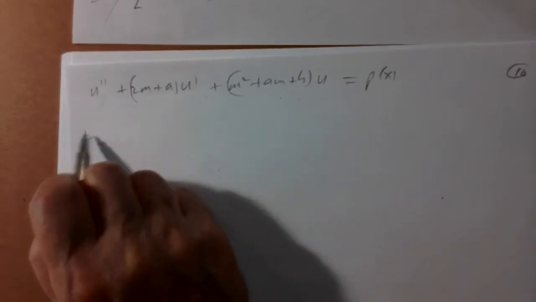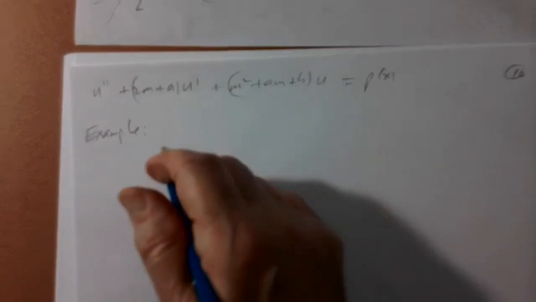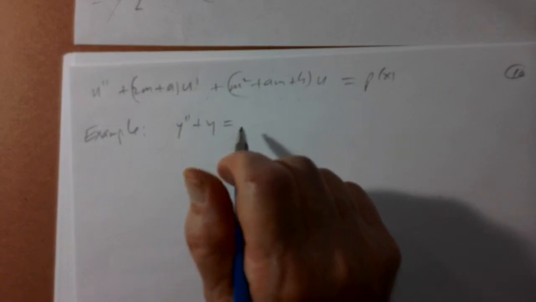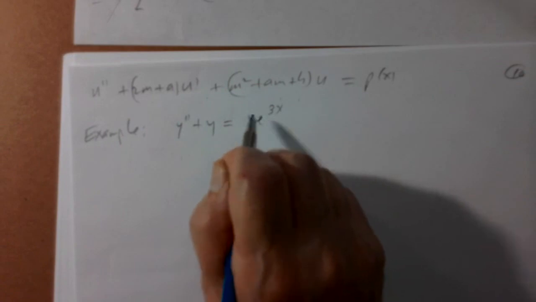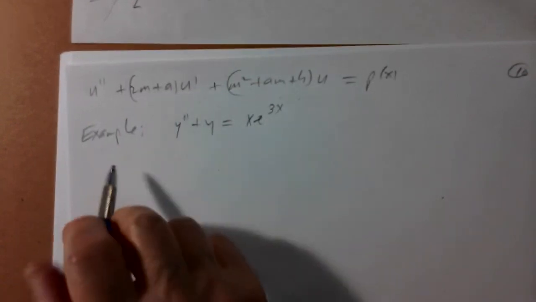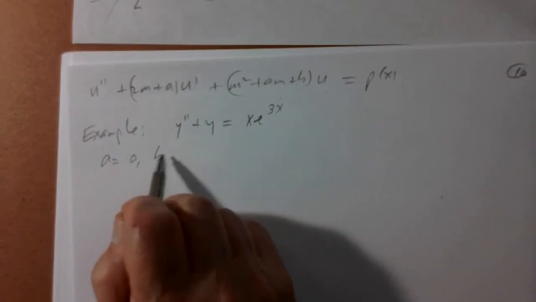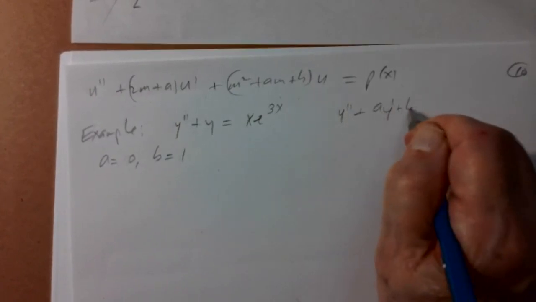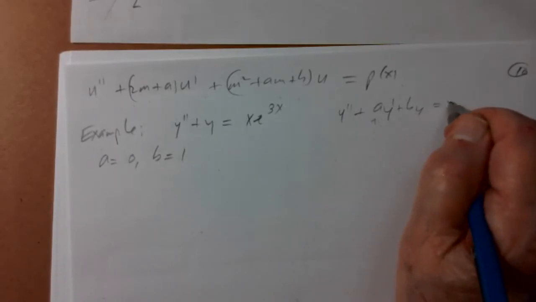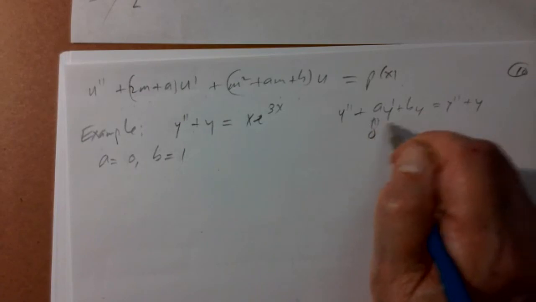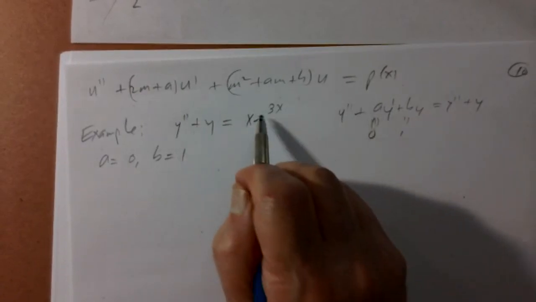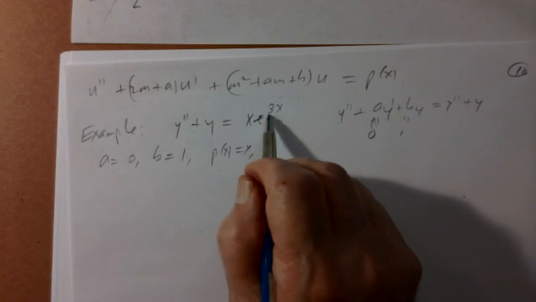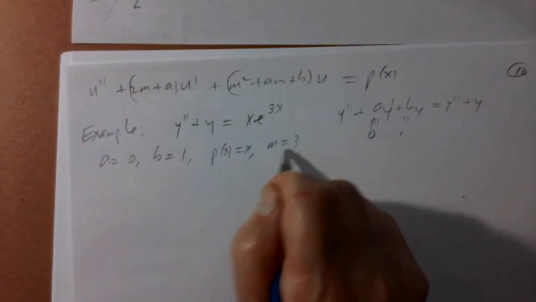So let's look at an example. I have the differential equation y double prime plus y equals x e to the 3x. So in this case, a is 0 and b is 1, right? Because this is y double prime plus ay prime plus by, which equals y double prime plus y. So a is 0 and b is 1. On the right-hand side, my polynomial p of x is equal to x, and e to the 3x, m is 3.